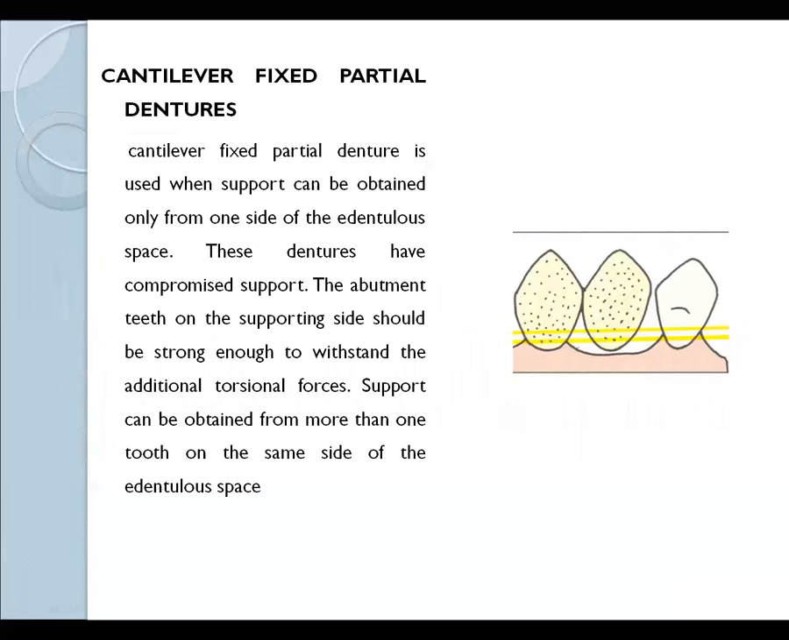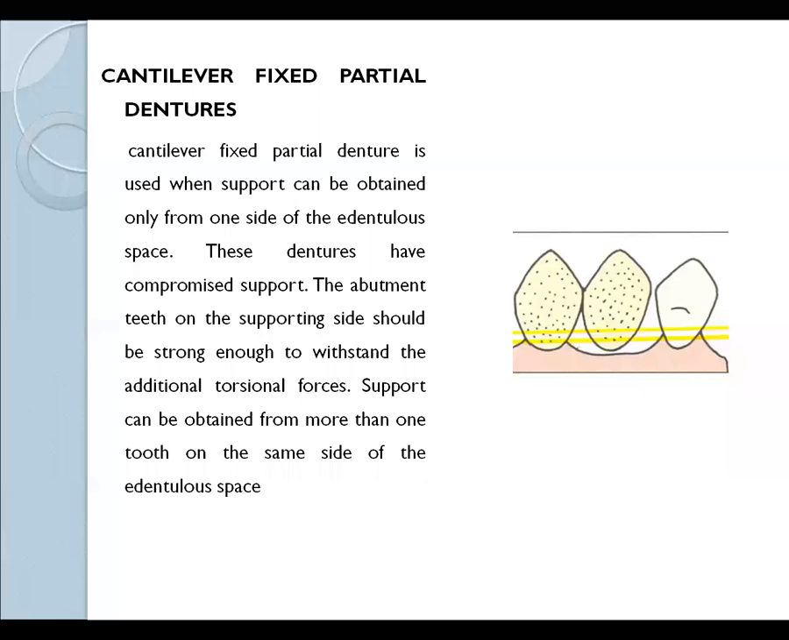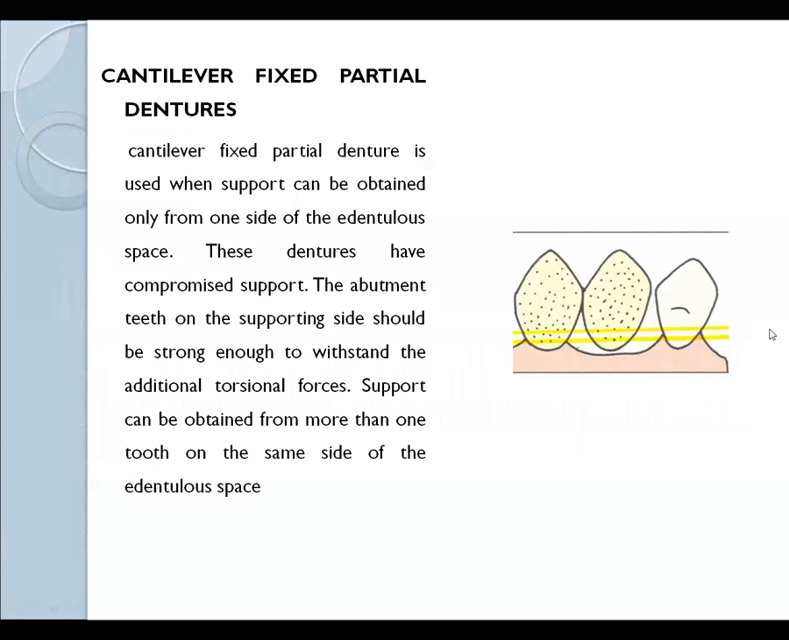Here, the second one we will see, that is the cantilever fixed partial denture. First, we have seen conventional, in which we are taking support from either side of the abutment. In cantilever fixed partial denture, we are taking only one side support. Here we are taking support from this side, and from this side we are not taking any support. But in conventional FPDs, we are taking support from both sides.